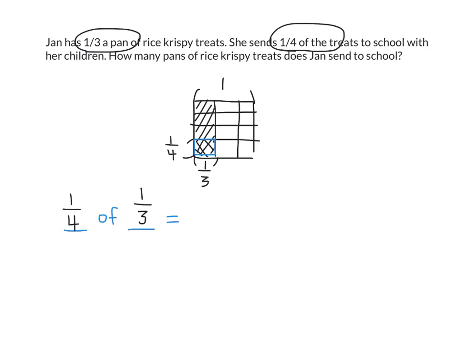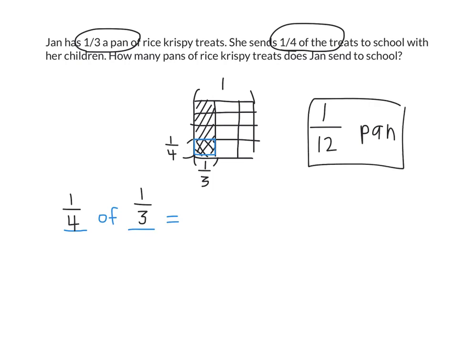So let's look at our picture first. Now my entire pan, or Jan's entire pan, is divided into how many equal size sections? 12. 3 across, 4 down, right? And how many of those sections have cross-hatching in both directions? Double shading. 1. So what fraction of her pan does she send to school? 1/12 of a pan. Let me show you using numbers.